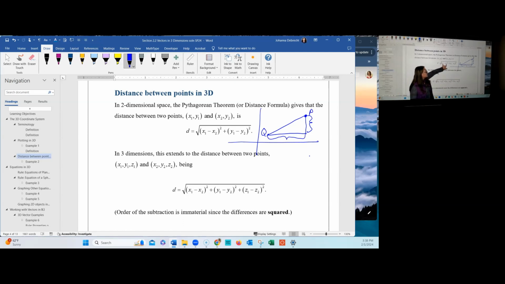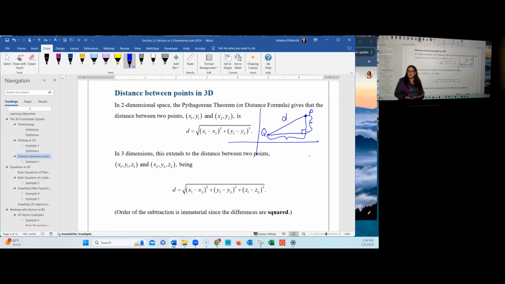So you have x1 minus x2 squared, y1 minus y2 squared, because this, of course, is a right triangle, and the distance is the length of the hypotenuse. So the distance formula is really just the Pythagorean theorem in disguise. A squared plus b squared equals c squared, or in this case, b squared. And we can extend this into 3 dimensions. So what happens is we get x1 minus x2 squared, y1 minus y2 squared, z1 minus z2 squared, added together, take the square root. That's the distance.